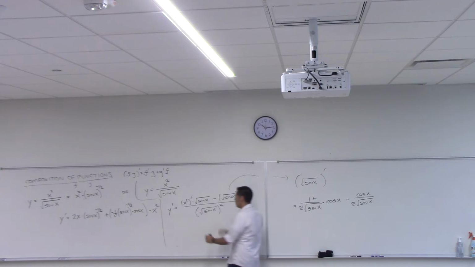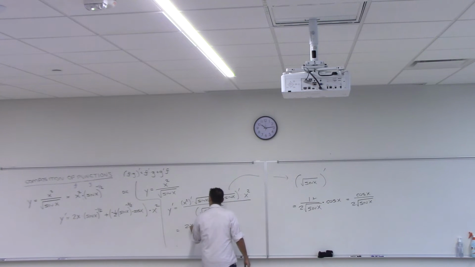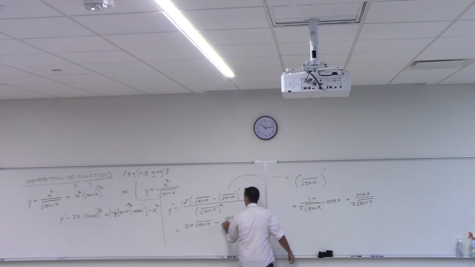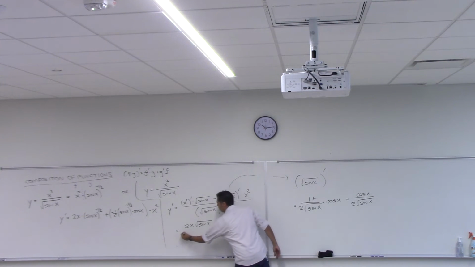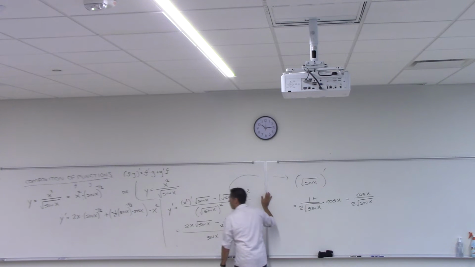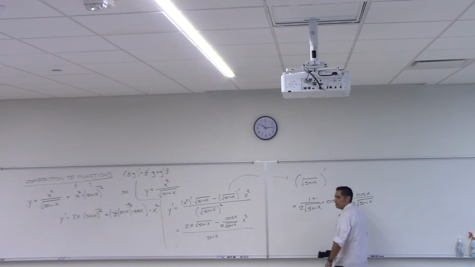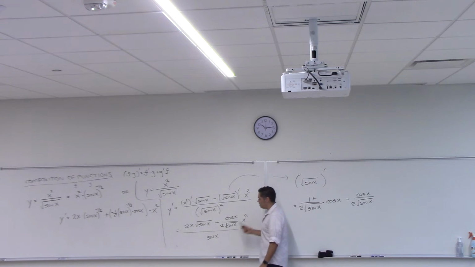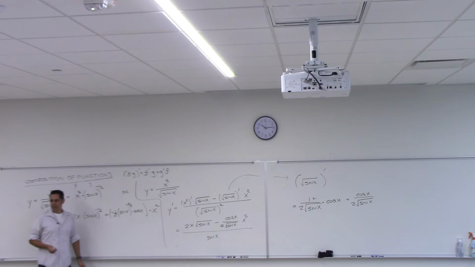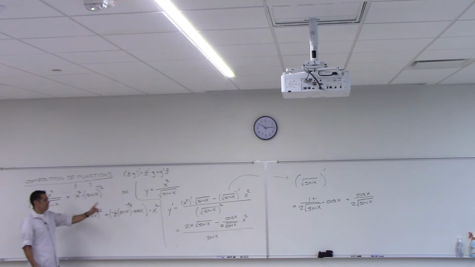So I'm ready to finish this here. This is 2x square root sine x minus this derivative, which I just got, cosine x over 2 root sine x times x squared. All of this over just sine x. What's interesting is that this answer is also this answer. They don't look the same, but they are the same answer. And it would be an interesting exercise to see if you can make this turn into that or make that turn into this. Probably easier to make this turn into that.